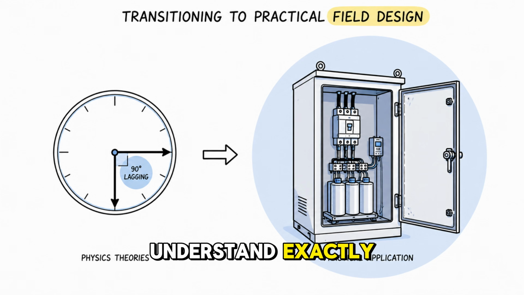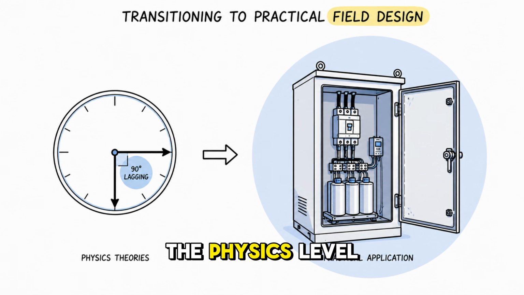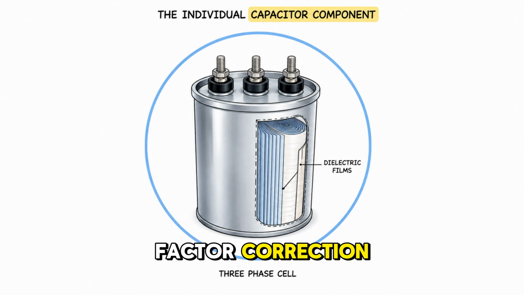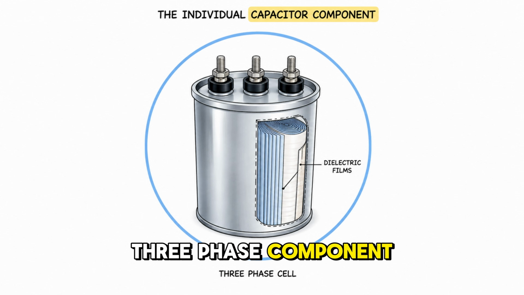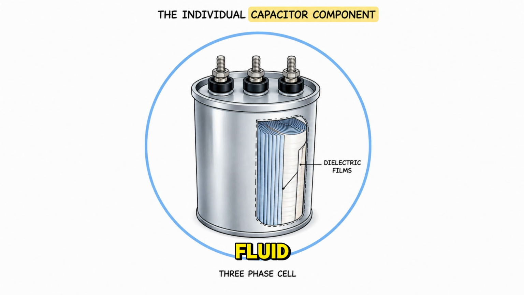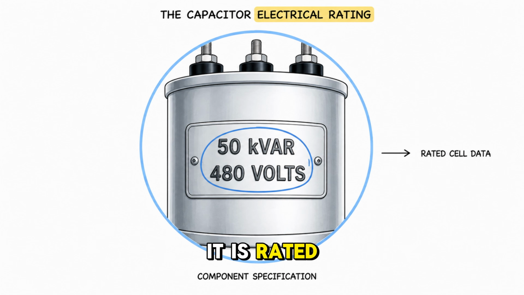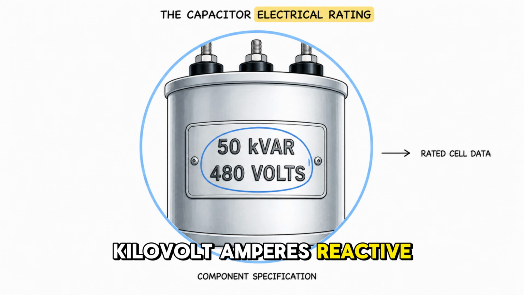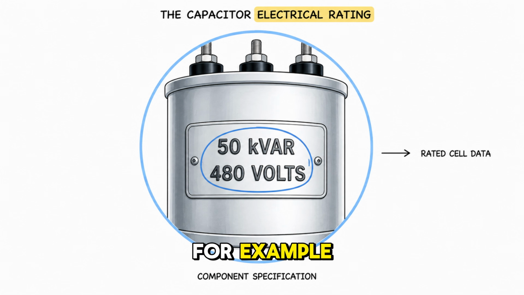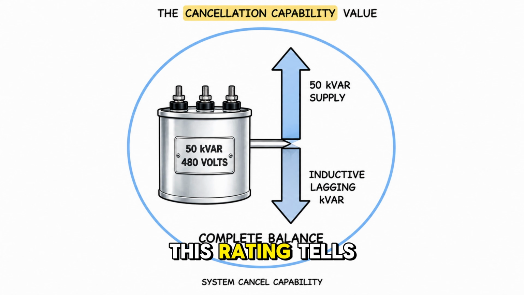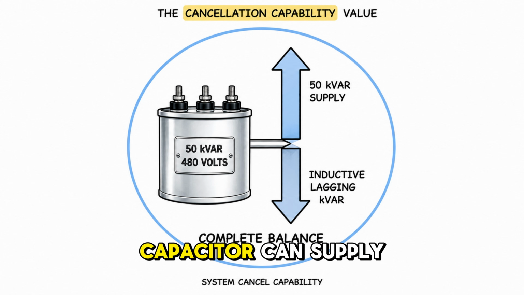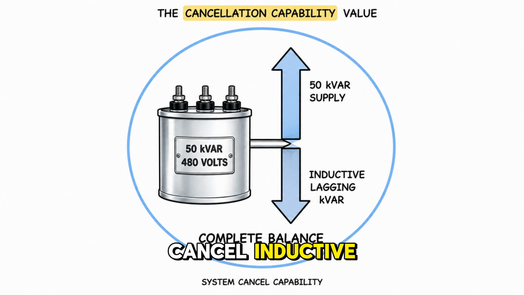Now that we understand exactly what the capacitor is doing at the physics level, let us see how a capacitor bank is built and installed in practice. An individual power factor correction capacitor is a three-phase component, filled with dielectric fluid or dry film insulation and housed in a metal can. It is rated in kilovolt amperes reactive at a specific voltage, for example 50 kVAR at 480 volts. This rating tells you how much reactive power the capacitor can supply to cancel inductive reactive power in the system.